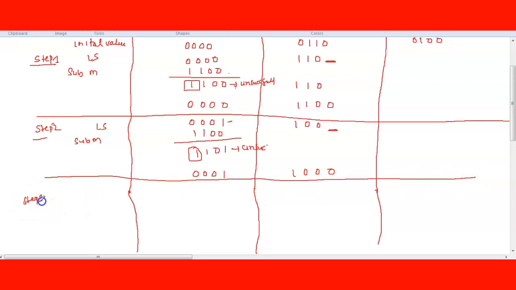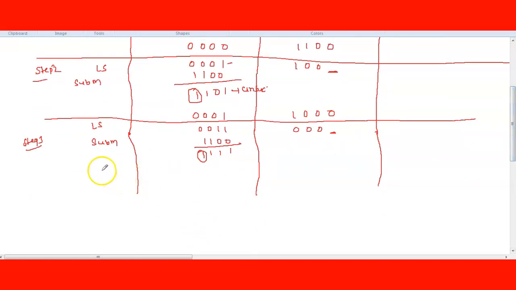Step 3, again left shift. So here we will get 0 0 1 1, and here we will get 0 0 0, and this is there. Again subtract M. Subtract M means adding the second complement of 4, 1 1 0 0. So we will get 1 1 1 1. Again MSB is 1, which means again the number is negative. So again we have to restore. Restoring the value means 0 0 1 1, and this value 0 0 0, and this will also be 0, because again this step is unsuccessful.